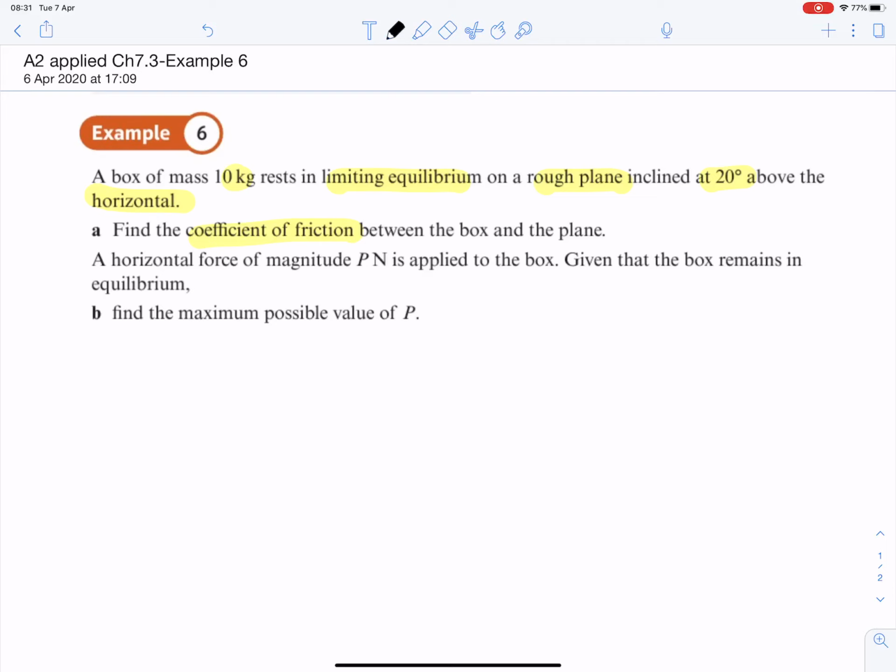Okay, so just pause it. Have a go, try and sketch the diagram, put on all the forces, and then have a look at what follows. So it's an inclined plane, inclined at 20 degrees. We've got our particle, we've got 10g acting downwards. We've got our normal reaction to the plane.